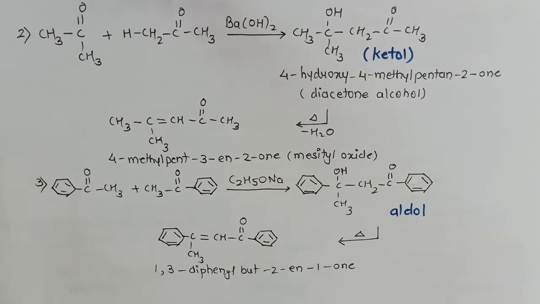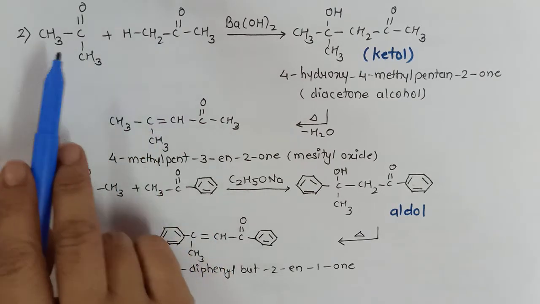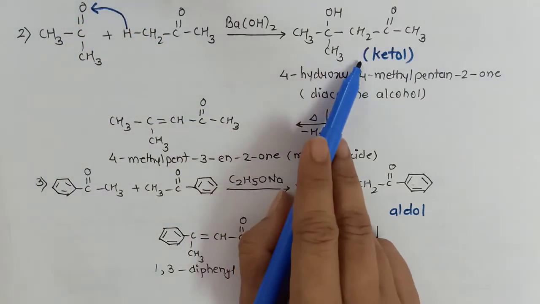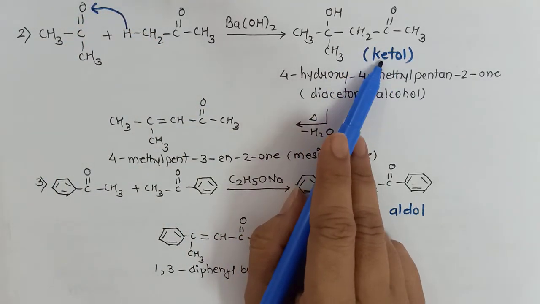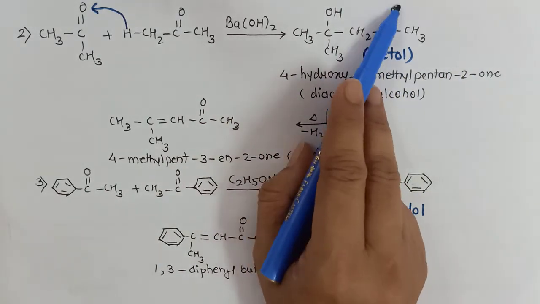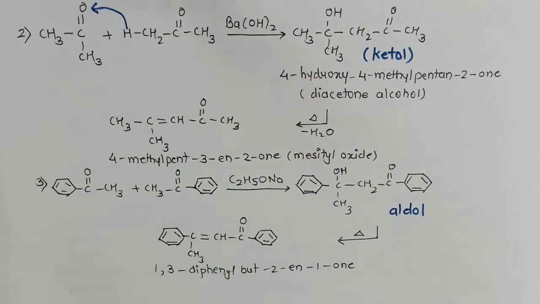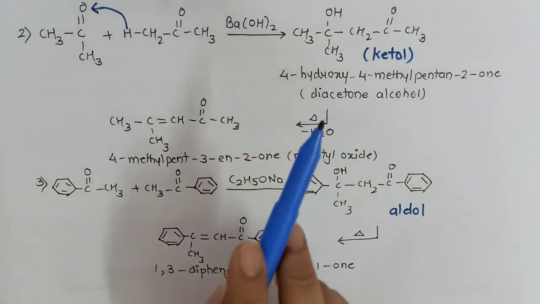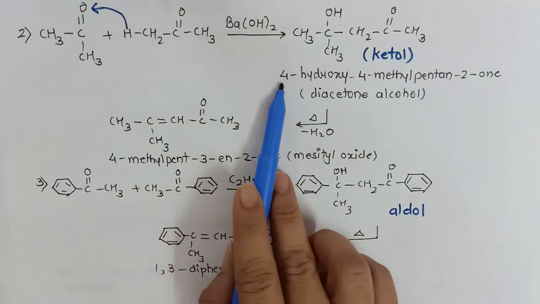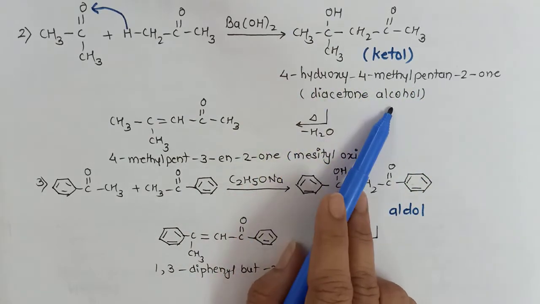So the second example which we are going to discuss is when we have taken 2 moles of ketone. Here I have taken propanone. Again the alpha hydrogen moves, giving a ketol product. Now why is the name ketol given here? Because of the presence of 2 functional groups in the same product, ketonic group and alcoholic group. Overall this product is also called beta hydroxyketone, since at the beta position the hydroxyl group is present. The IUPAC name will be 4-hydroxy-4-methylpentan-2-one or diacetone alcohol.